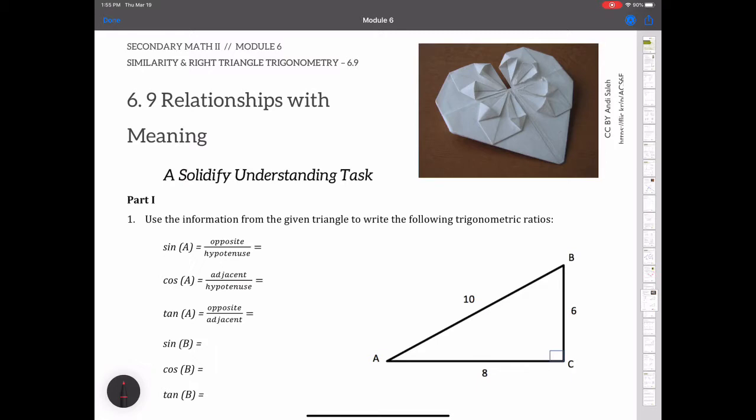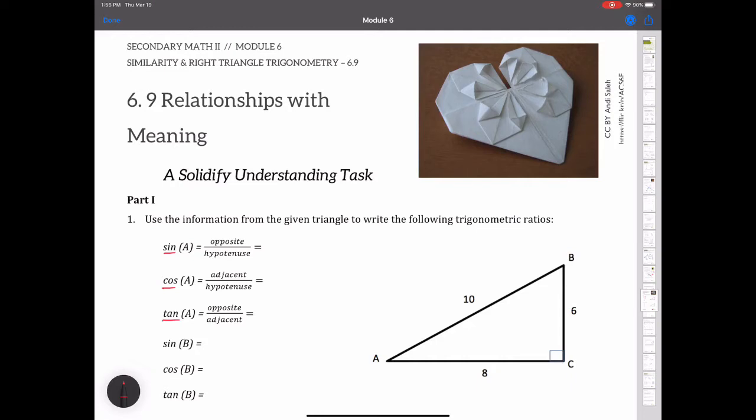So our part one, this is in two parts, this lecture. Part one here says use the information from the given triangle to write the following trigonometric ratios. So here's where we have sine, cosine, and tangent. And I know that, yes, it looks like sin, cos, and tan.